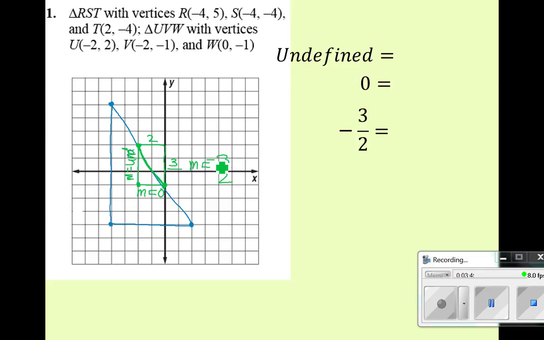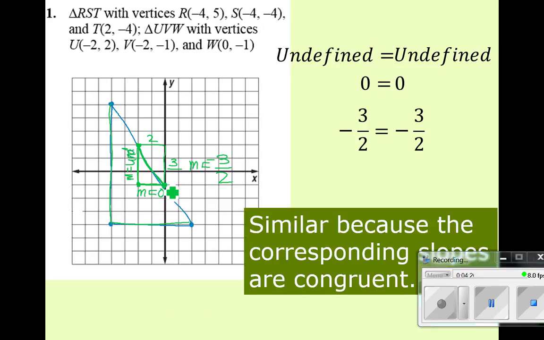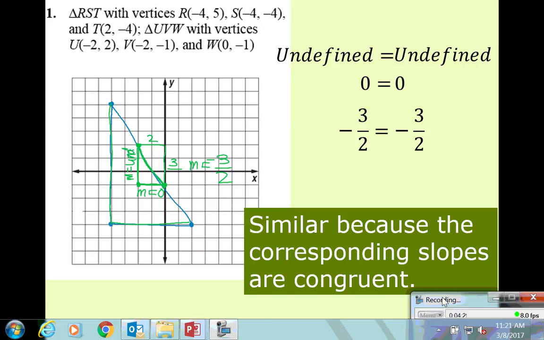So now I can go over to this side and fill out my other sides. The undefined side matches this undefined side. Those are corresponding sides, and they were both undefined. If I look at this side, it is the same as this side, and they are both m equals 0. And if I look at the final corresponding side, both of the slopes were negative 3 over 2. If all 3 of them are absolutely equal to each other, then these will be similar triangles. And they are similar because the corresponding slopes are congruent.